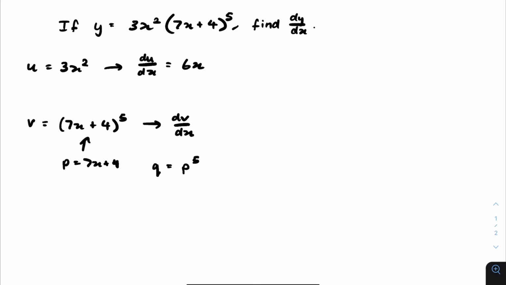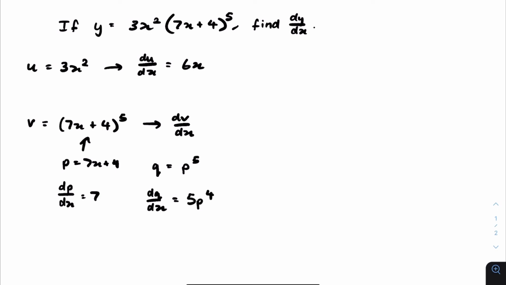Now, let's differentiate the two parts. So the derivative of p, so dp over dx, is just equal to 7, because the constant term gets reduced to 0, and then 7x just becomes 7. And then the derivative of q is dq over dx, which is equal to 5p to the power of 4.